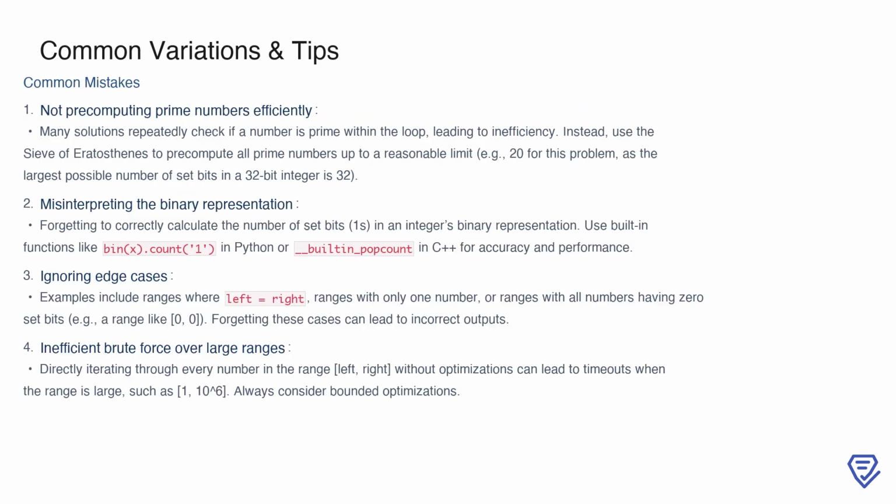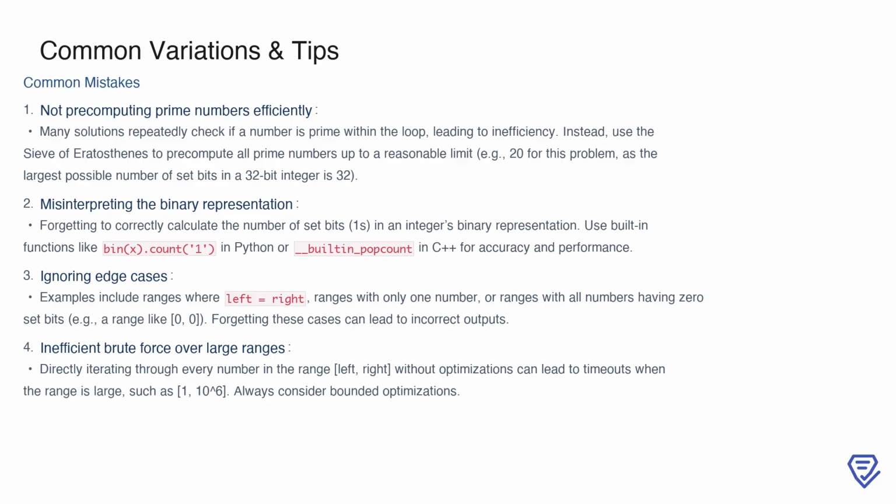Now, let's address some common mistakes that arise in this problem. First, many solutions fail to efficiently handle prime number checks, as they repeatedly verify primality within the main loop. This can be avoided by pre-computing prime numbers up to a reasonable limit using the sieve of Eratosthenes. For example, since a 32-bit integer has at most 32 set bits, we only need primes up to 32 for this problem.